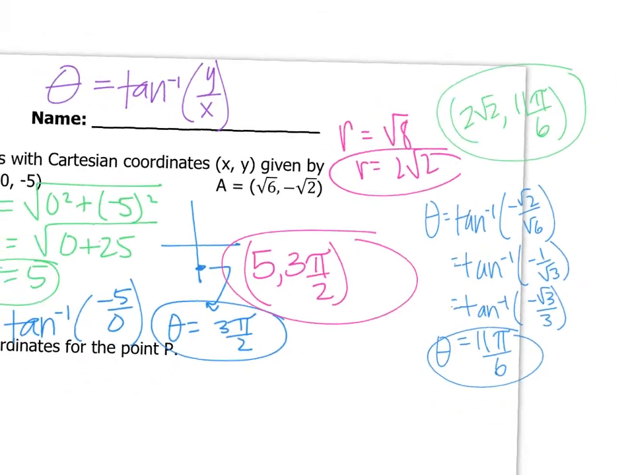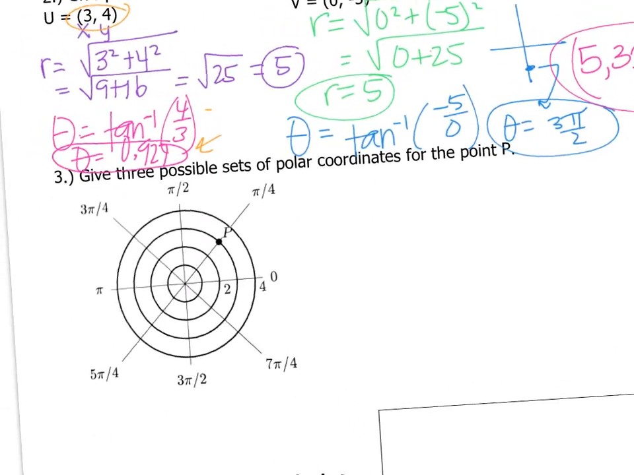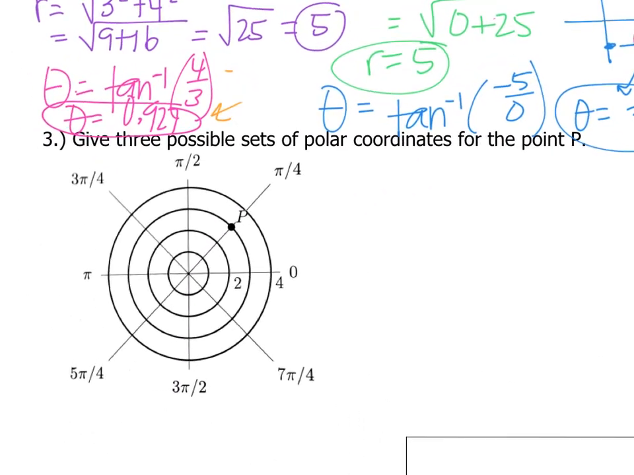All right, next little thing that we are going to talk about is the fact that there are multiple polar coordinates for any one point. And that is because you could take this point P and wrap it around the circle in either direction once, multiple times. Typically, though, you are going to give the angle between 0 and 2 pi.